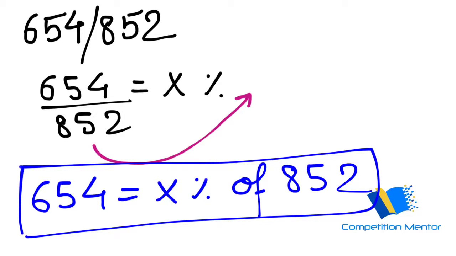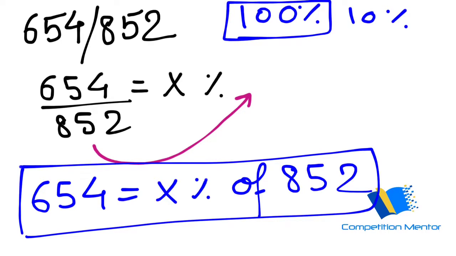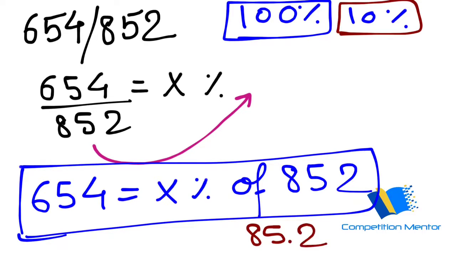Now we'll use the concept of 100%, 10%, or subsequently whatever, like 1%. So if you do 100%, right? So 100% of 852 is what? 852, right? That much is crossing 654. That is clear. Now take 10%. What is 10% of 852? That is 85.2, right? It is a normal thing. 10%.